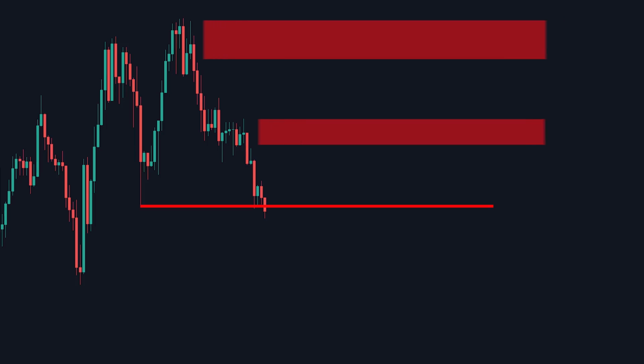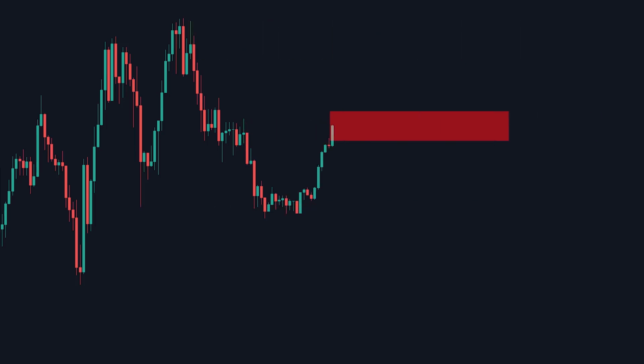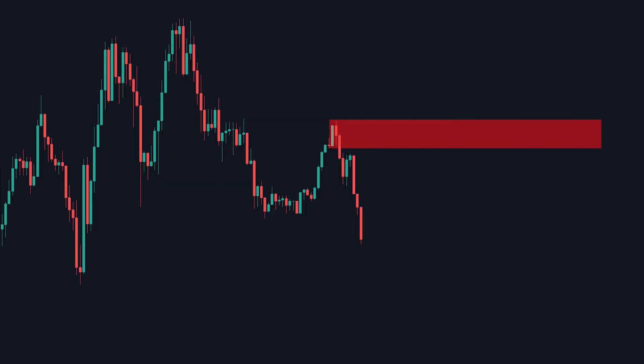So in return, we mark our areas of supply. Price comes back up to this zone, we enter, set our stop loss right above the area of supply, and set our take profit at the recent lows. Boom, we got an easy winning trade. But wait, we're not done. Price created another area of supply up here and we're still in a downtrend. So we wait for price to come up to the supply, enter, set our stop loss above the area of supply, target recent lows, another winning trade.